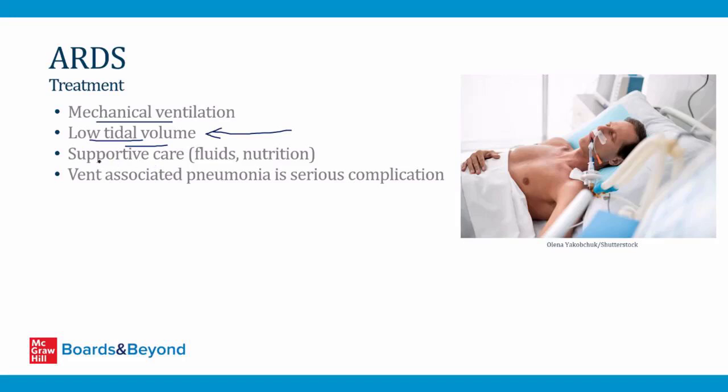And then these patients usually need supportive care. They often need IV fluids. They often need IV nutrition. And one of the most serious complications, one of the things you worry about, is that ventilator-associated pneumonia, which is a very complicated form of pneumonia, can develop as a very serious and life-threatening complication. And that concludes our first module on pneumonia.